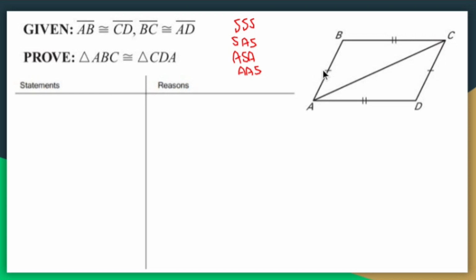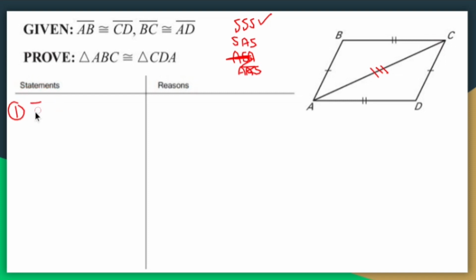Looking at this picture, I have two sides already, which eliminates two of them. Can I find a way to show that angles are congruent? No. I don't see a third side, except the fact that AC is a common side with both of these triangles. So technically, I could use SSS. So this is a three-step proof, maybe? Let's get started.